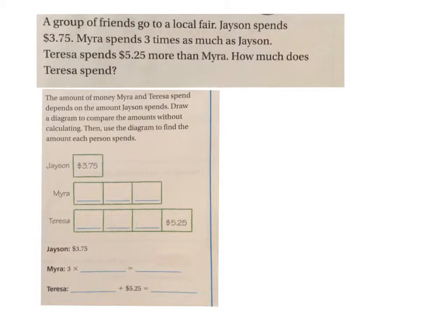Okay, here's the first scenario. A group of friends go to a local fair. Jason spends $3.75. Myra spends 3 times as much as Jason. Teresa spends $5.25 more than Myra. How much does Teresa spend?